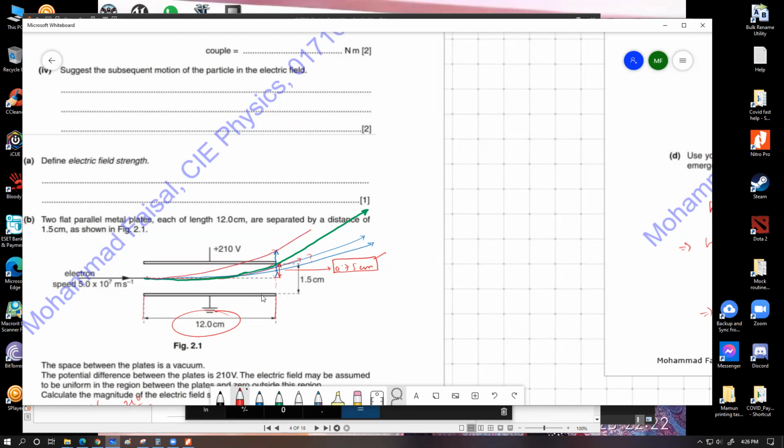Now, this is not going to happen because to achieve this, before it reaches this point, it is going to hit one of the plates, right? Yes, sir. So we are checking how much vertical distance is covered as the particle covers a horizontal distance of 2 centimeter. So that's all that is.